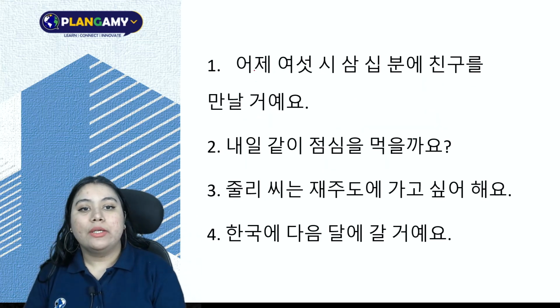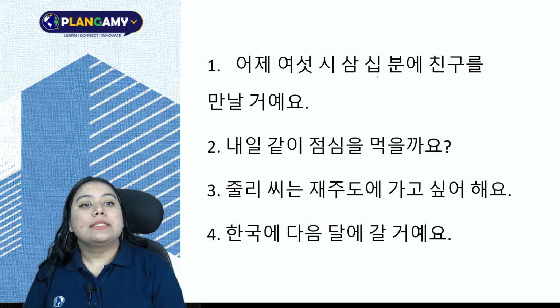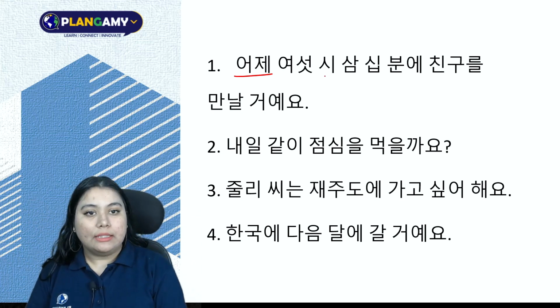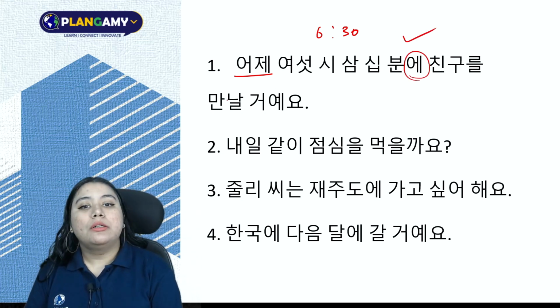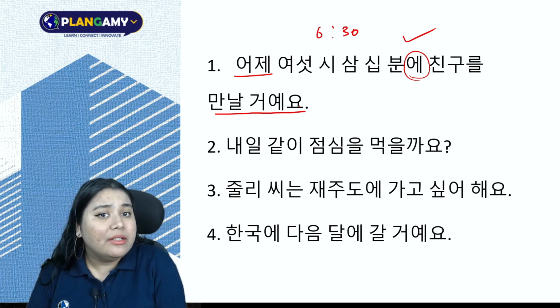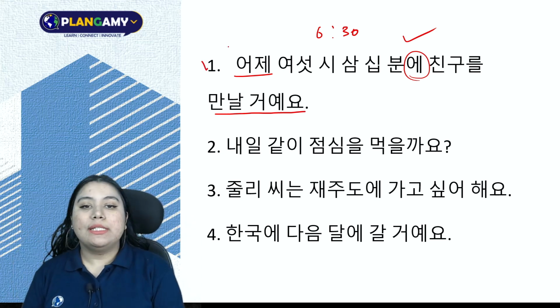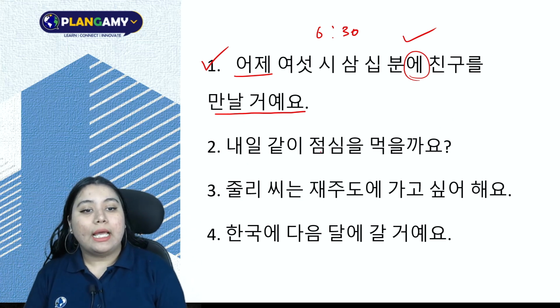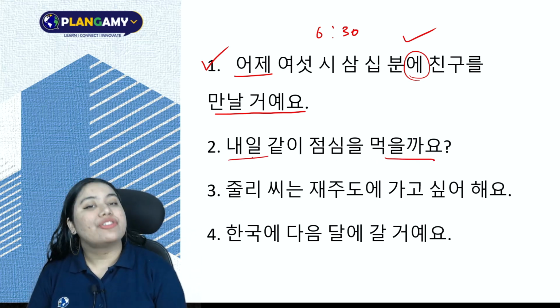Okay. Next one. 어제 6시 30분에 친구를 만났어요. 어제. Yesterday. 6시, 6 o'clock, 30분. 6:30. A time marker. Okay. 친구를 만날 거예요. Will meet my friend yesterday. So first one is incorrect. This should have been 만났어요, past tense. Second one. 내일 같이 점심을 먹을까요? Shall we have lunch together? 먹을까요? Shall we have it? 내일, tomorrow. This is also perfect.